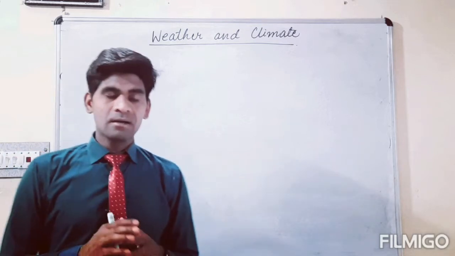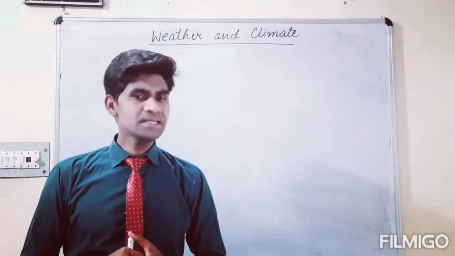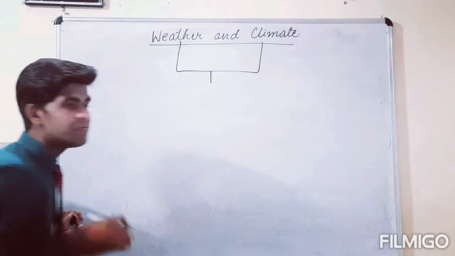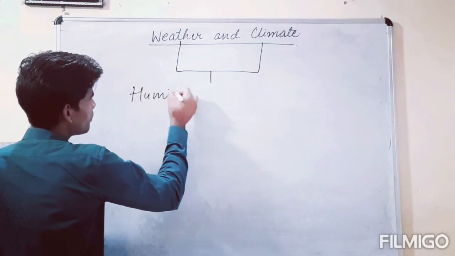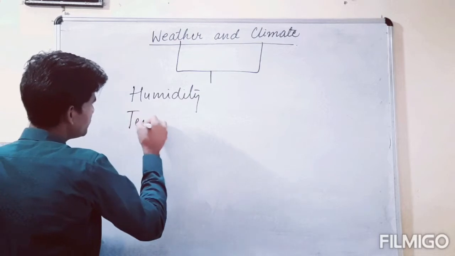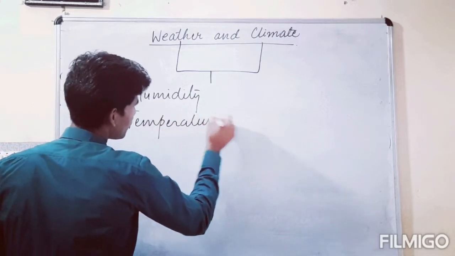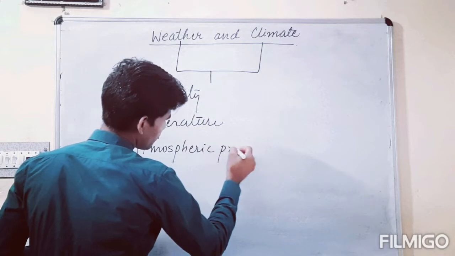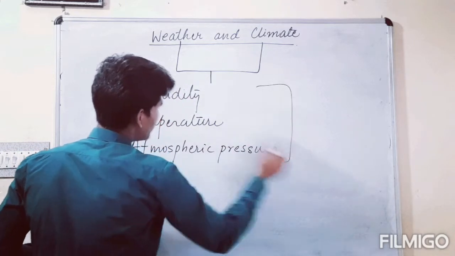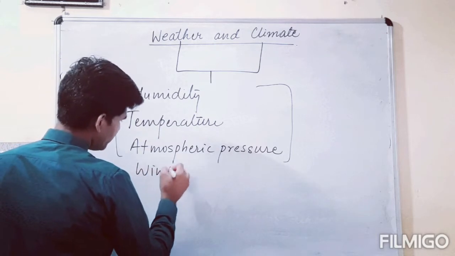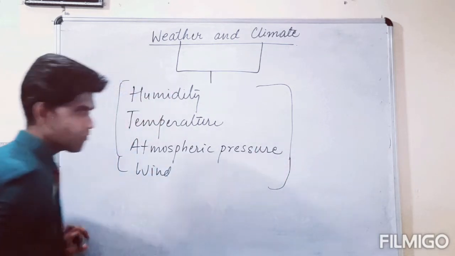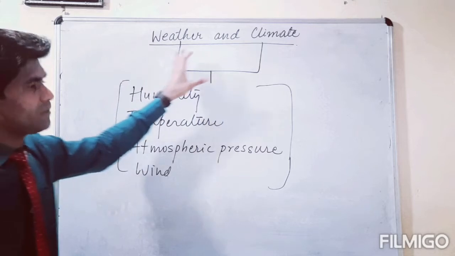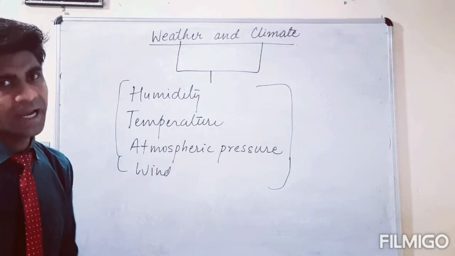Despite these differences, there is a similarity: both are constituted or influenced by common factors, that is the humidity of a place, the temperature, atmospheric pressure, and we can also add wind, the type of wind or the direction of wind prevailing in the particular area. So these are the factors involved in both weather and climate, and this is the similarity between them.